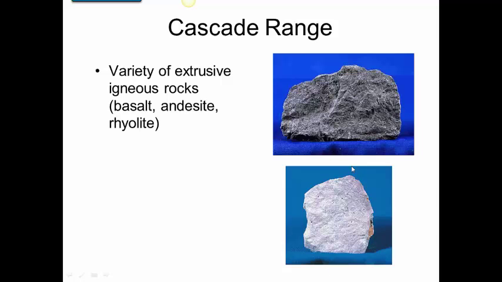On the bottom, we see a picture of rhyolite, which is another extrusive igneous rock. It's lower in magnesium and iron and higher in silica, which gives it its lighter color. Andesite, which we see a lot of on Mount Shasta, is intermediate in its chemistry and color.